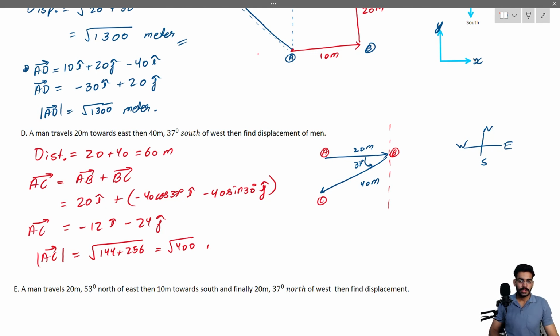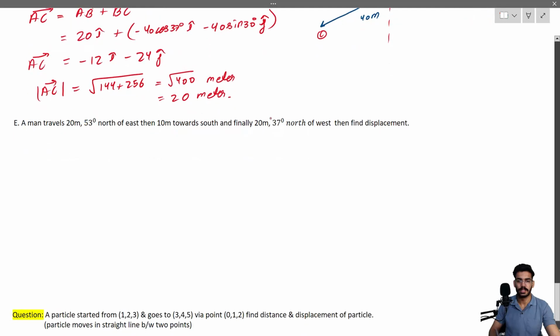Okay, so this is in meter, 20 meter I guess, yes, 20 meter. Okay, now do the next question. Next question is also similar, you will understand this thing better. What is given here? East, west, north and south.